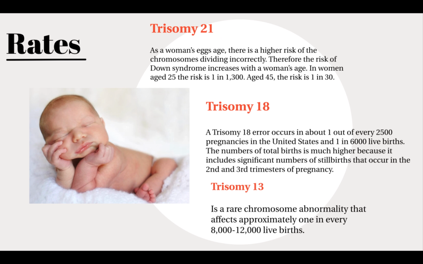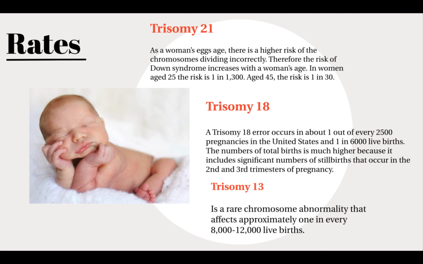So, the rates. Overall, chromosomal defects account for only about 6% of all birth defects, but trisomy 21 is directly linked to the woman's age. So if a woman is 25, the risk is 1 in every 1,300. When she becomes 45, the risk is 1 in 30.